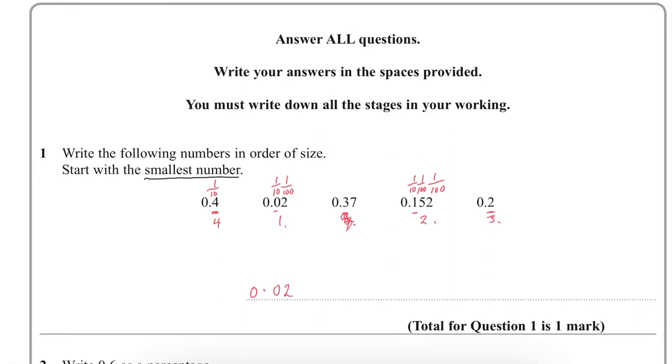Let's make that a bit neater. Okay, 1, 2, 3, 4, 5. So then we just copy in the numbers that we've already listed. And then 0.37 and finally 0.4. And so there's our numbers for question 1 in order of size from smallest number to the largest.